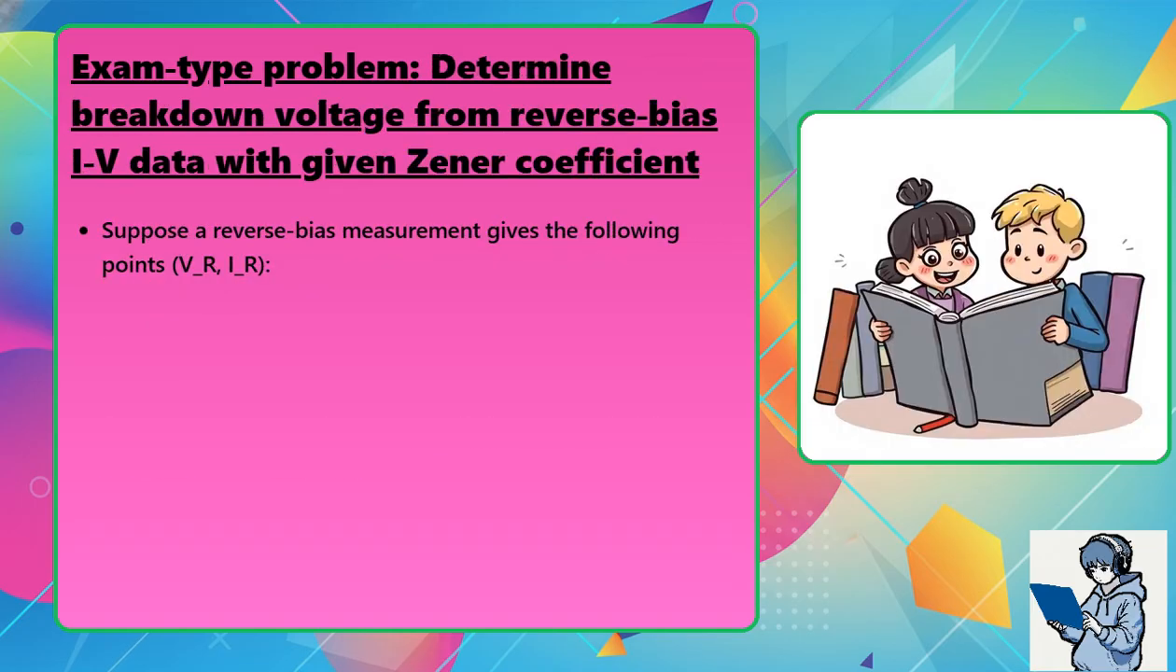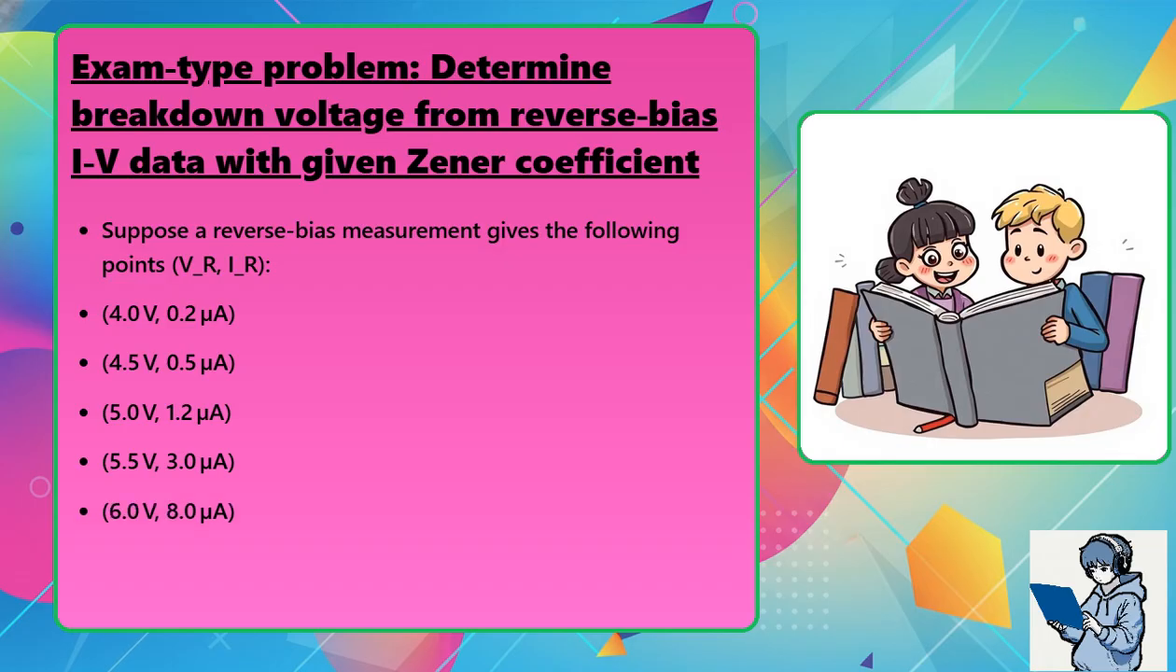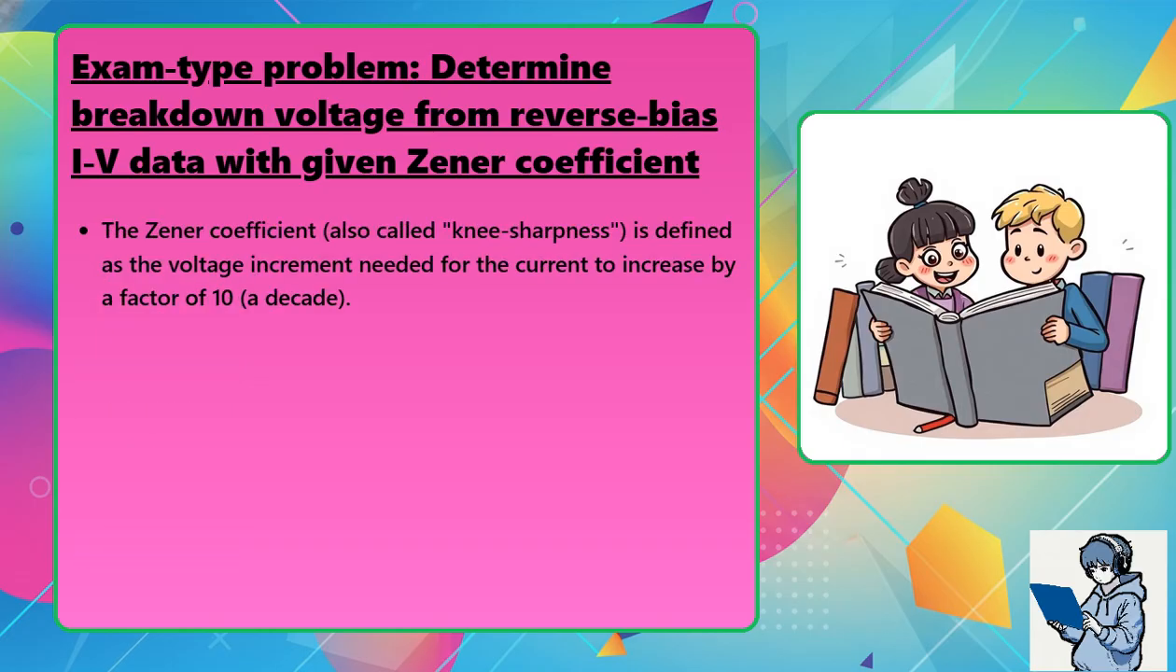Suppose a reverse bias measurement gives the following points, V sub R, I sub R: 4.0 volts, 0.2 microamps; 4.5 volts, 0.5 microamps; 5.0 volts, 1.2 microamps; 5.5 volts, 3.0 microamps; 6.0 volts, 8.0 microamps; 6.2 volts, 20 microamps. The Zener coefficient, also called knee sharpness, is defined as the voltage increment needed for the current to increase by a factor of 10, a decade.